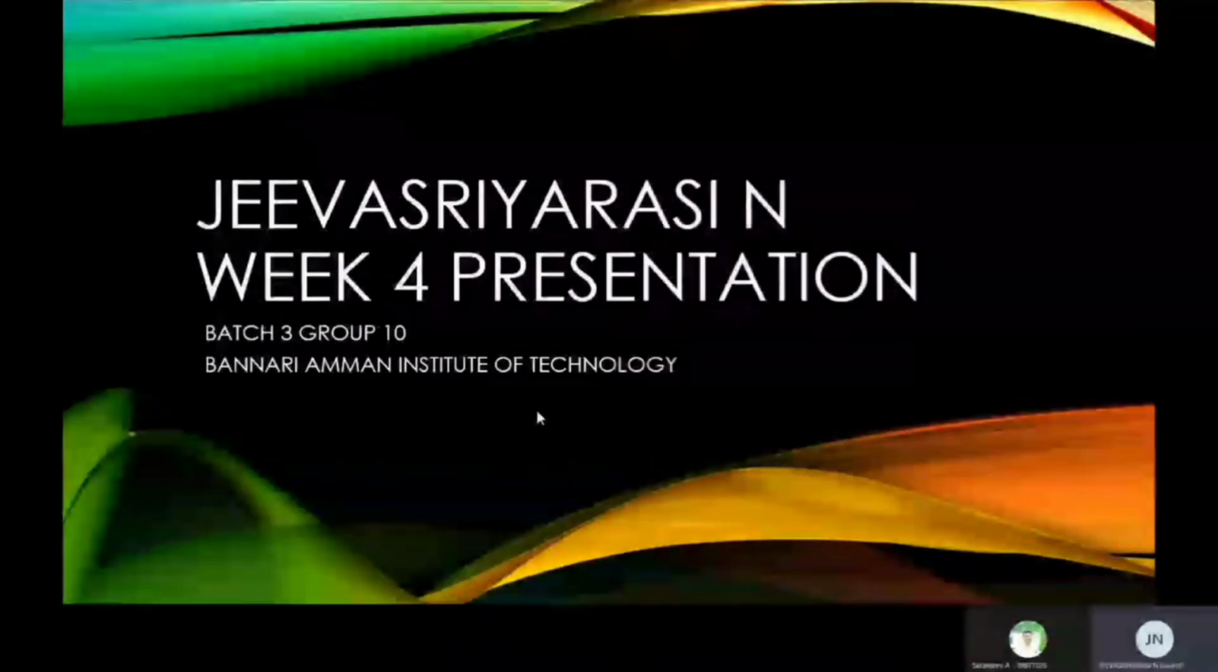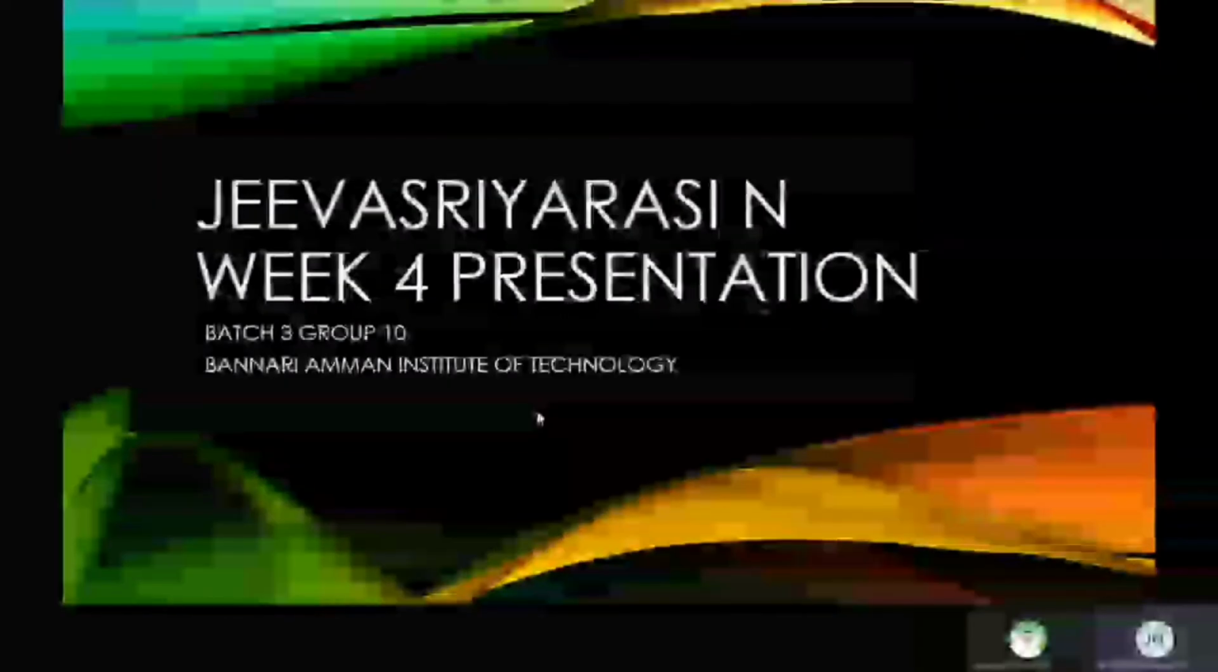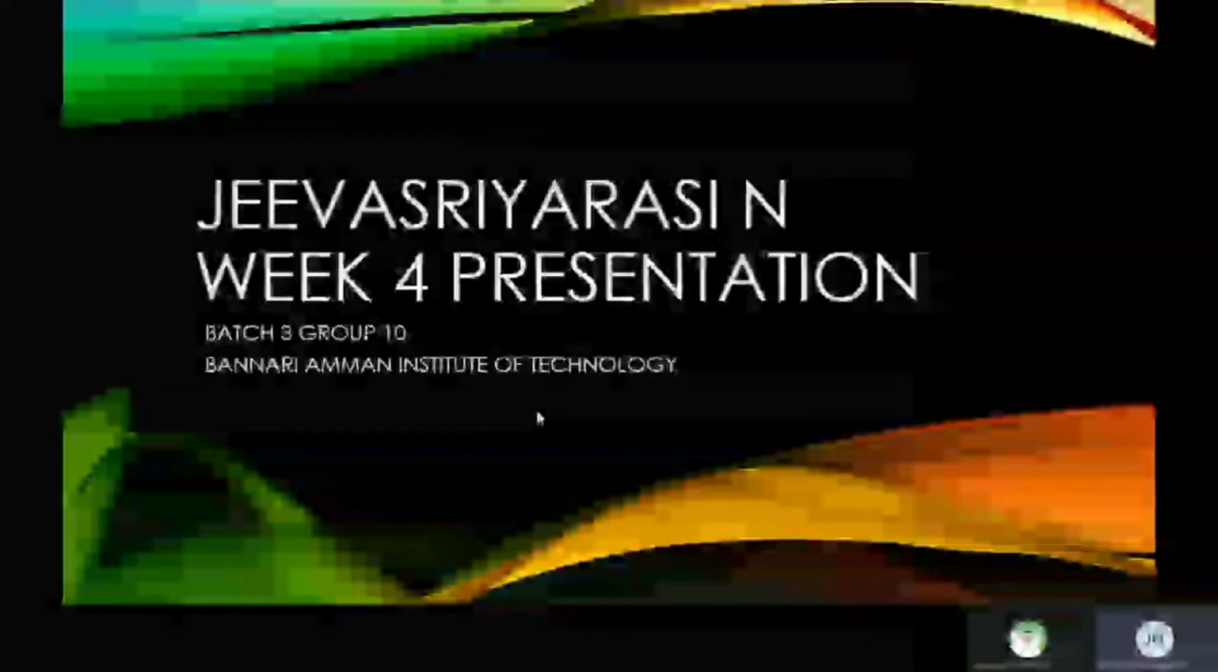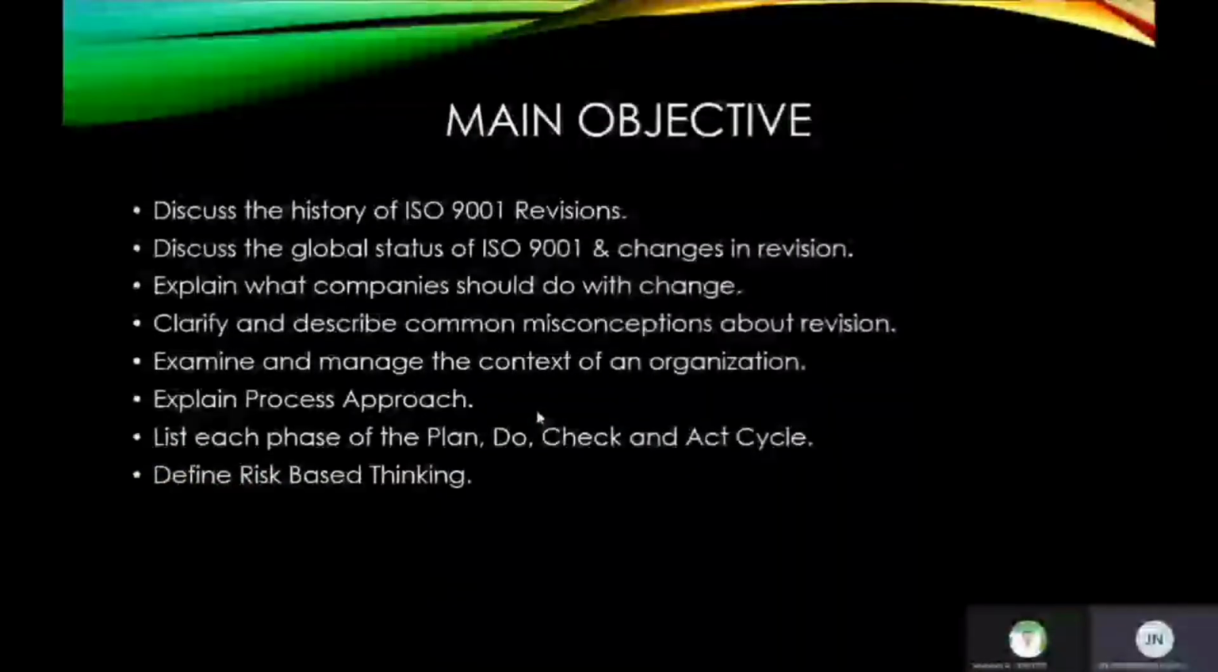In this presentation, we are going to see the week 4 topics that we learned in the Alison course. Okay, let's get into it. The main objective of this presentation is to discuss the history of ISO 9001 revision, explain what companies should do with change, clarity, and describe common misconceptions about revision, examine and manage the context of an organization, explain process approach, list each phase of the plan, do, check, and act cycle, and define risk-based thinking.